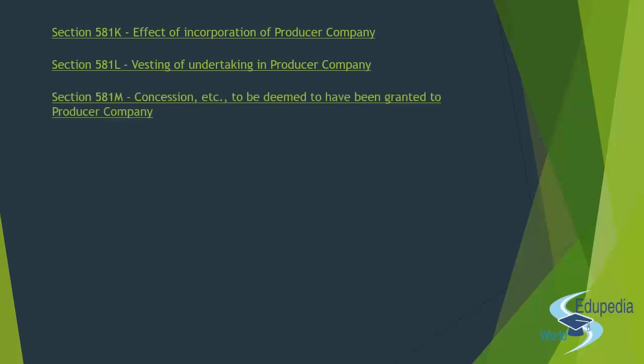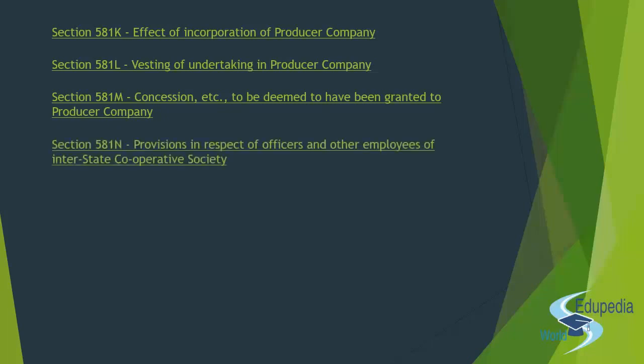So the next is section 581M, concession etc. to be deemed to have been granted to the producer company. What are the concessions that have been given to the producer company? Then you have section 581N, the provision in respect to the officers and other employees of the interstate cooperative society. It is not talking about the producer company. It is talking about the ISCS, right, which is the interstate cooperative society.